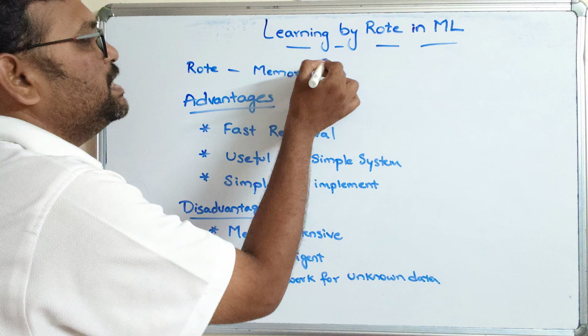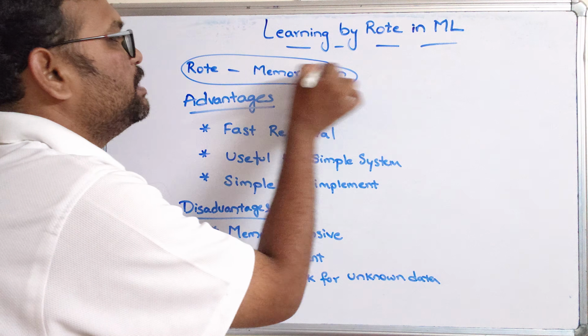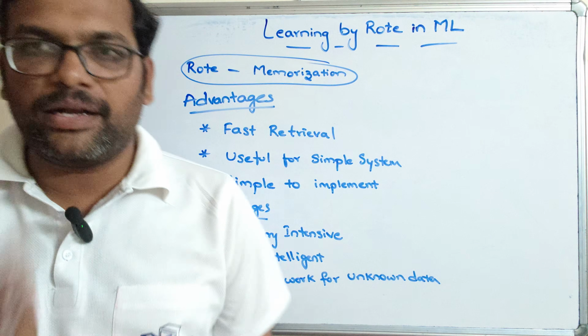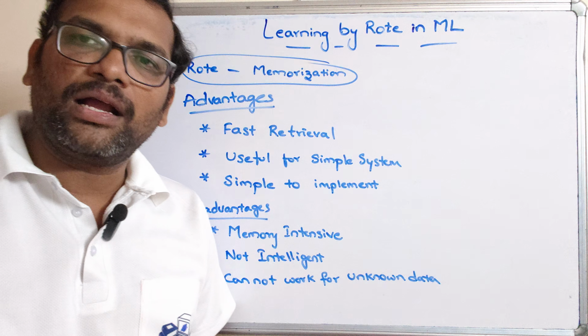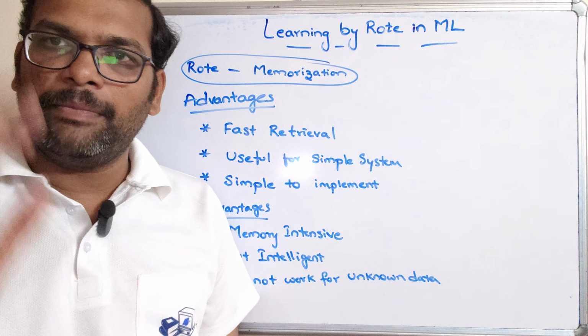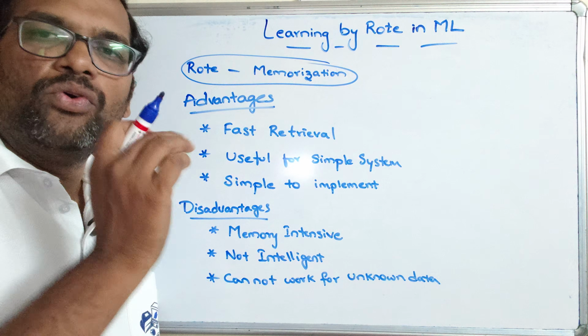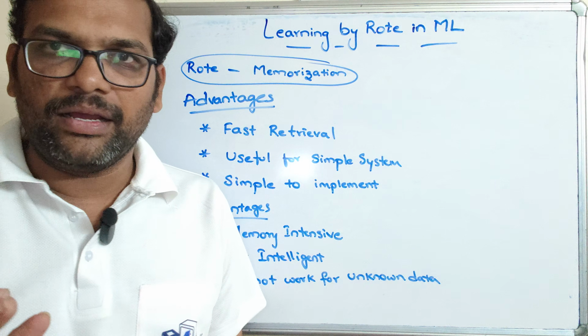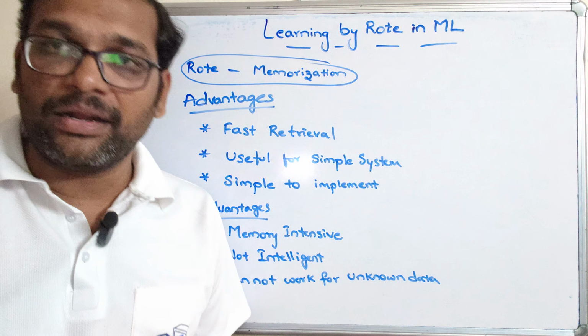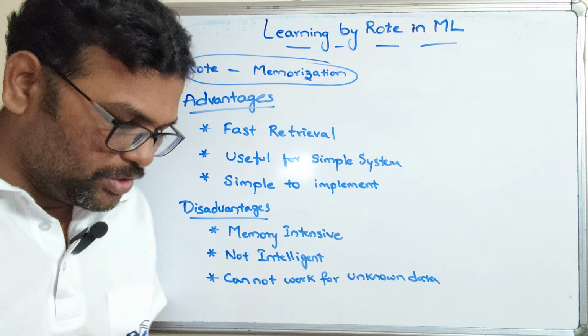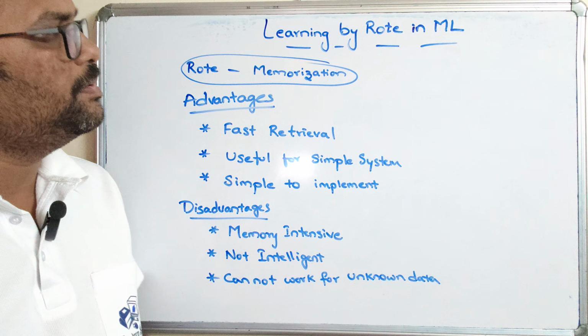So rote means memorization. Whenever we train the machine, the complete training data will be stored in the memory, and it will only work for the trained data. It doesn't work for the unknown and untrained data. So hope you understood this simple method.